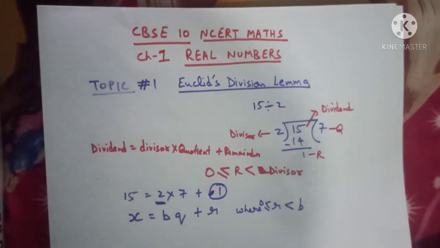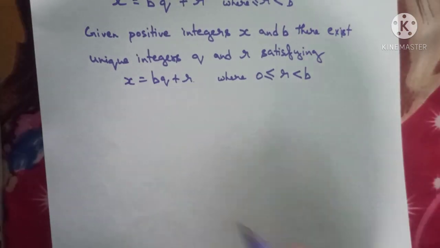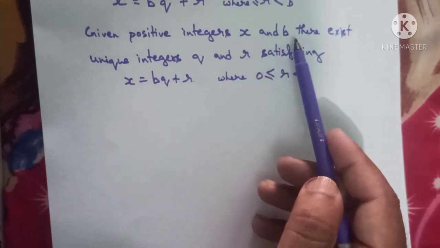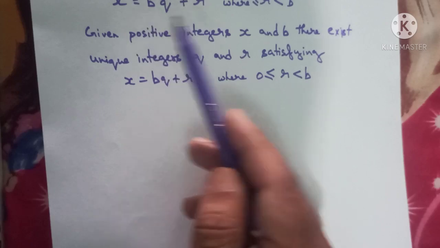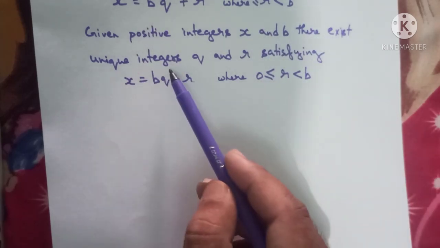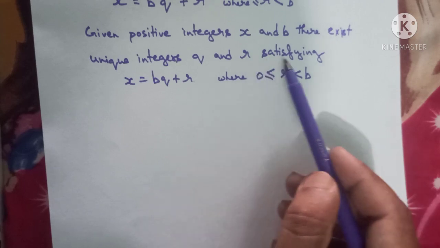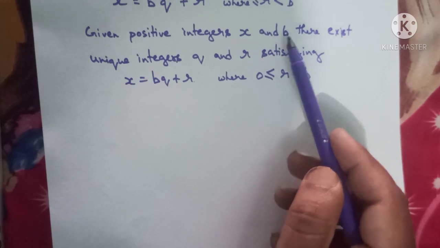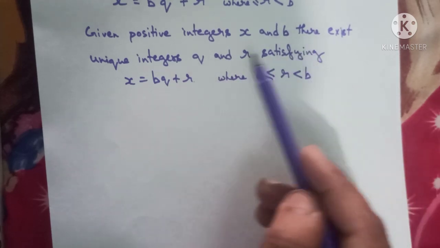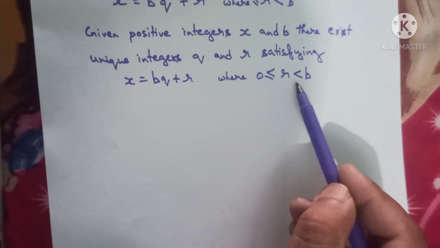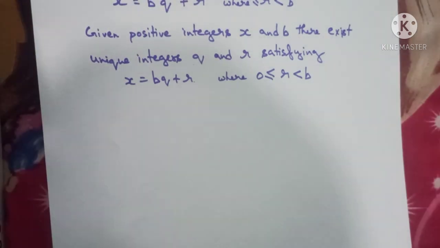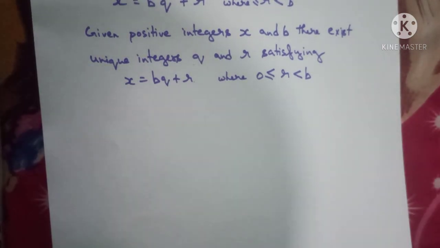So this is the Euclid division lemma. Now I have written it in the form of a statement. The statement for the Euclid division lemma is: given positive integers x and b, or you can have a and b, here I have taken x and b, there exist unique integers q and r satisfying x is equal to bq plus r. Here x is the dividend, b is the divisor, q is the quotient, and r is the remainder. Then the remainder is greater than or equal to 0 and less than the divisor. This is known as Euclid's division lemma or Euclid's division theorem.